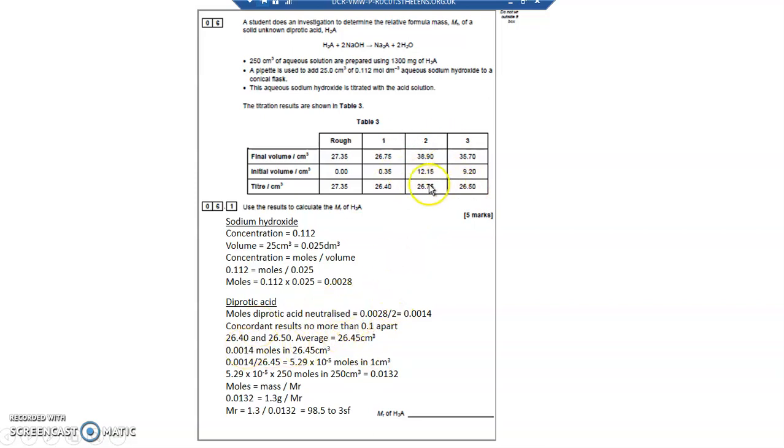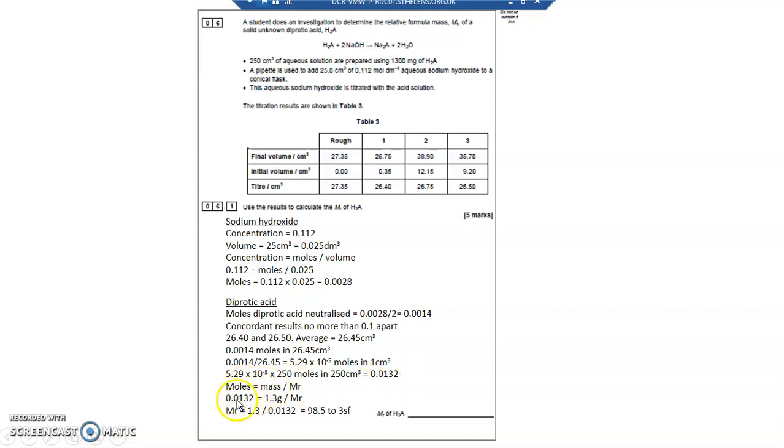So, I know how many moles I've used to react with the sodium hydroxide, that's 0.0014 moles, and that's in 26.45 centimetre cubed. So I've got 0.0014 moles in 26.45 centimetre cubed, so I can work out by dividing by 26.45 how many moles there are in 1 centimetre cubed, and then if I multiply by 250, I can work out how many moles are in the 250 aqueous solution that I started out with. So I'll multiply by 250, 0.0132 moles are in this standard solution that I've made up at the beginning. So in the 250 centimetre cubed, I've now got 0.132 moles.